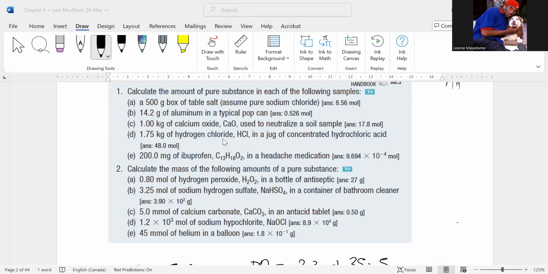Sir, what does MMO mean for C? Sorry, I was trying to unmute and it took time. Yes, millimole. Oh, okay. So it's like divide by 1,000. That's correct.